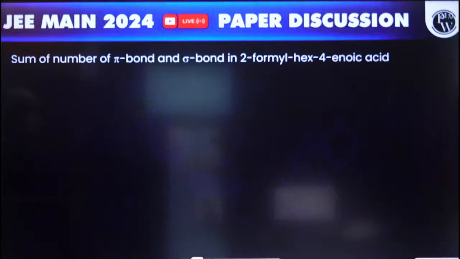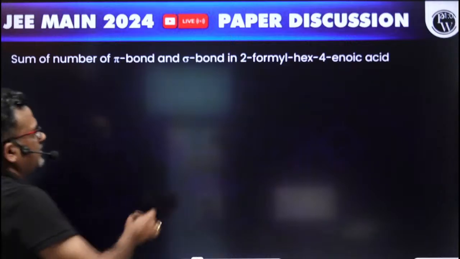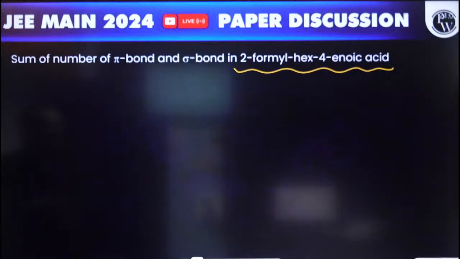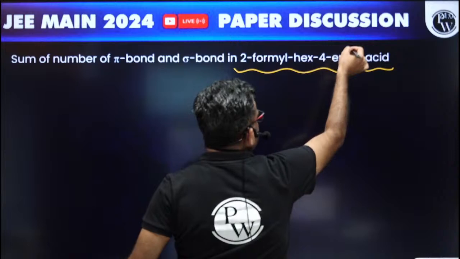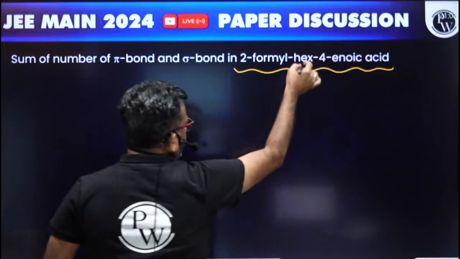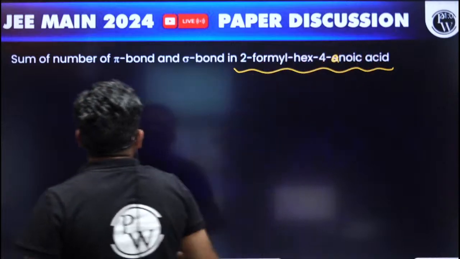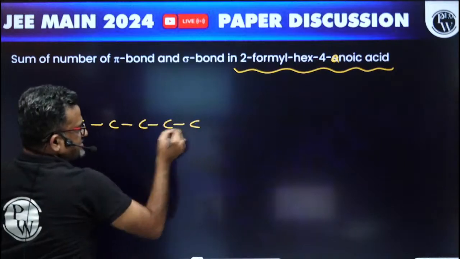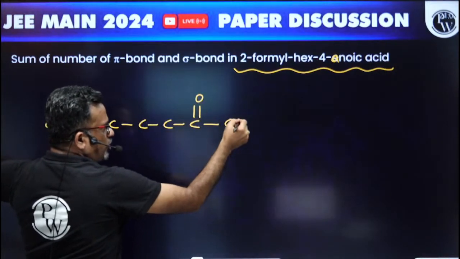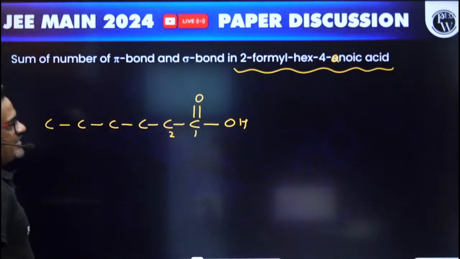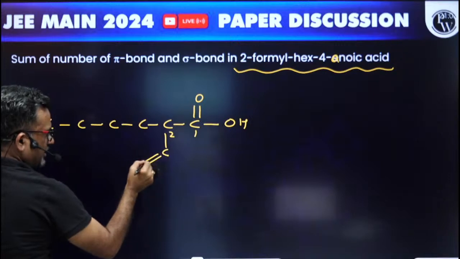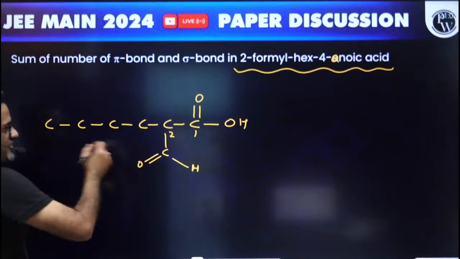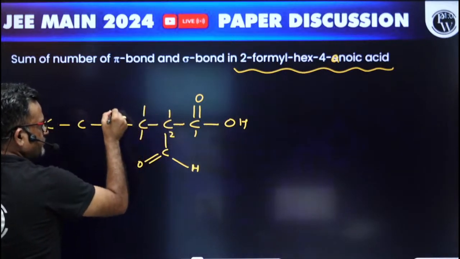Okay, sum of the number of pi bonds and sigma bonds in 2-formylhex-4-enoic acid. Is that clear? Hexanoic acid it is. So 1, 2, 3, 4, 5, 6. Hexanoic, so COOH. This is 1, 2. On the second carbon you want to have formyl. What is formyl? Formyl is the name for the aldehydic group when it is a secondary functional group, right? So the rest of them are carbons with hydrogens.